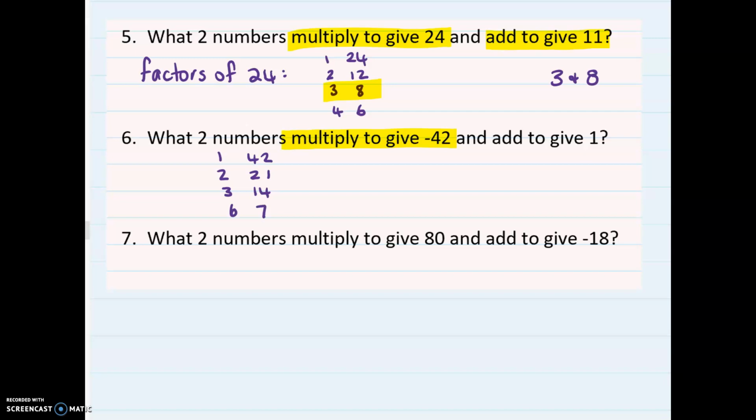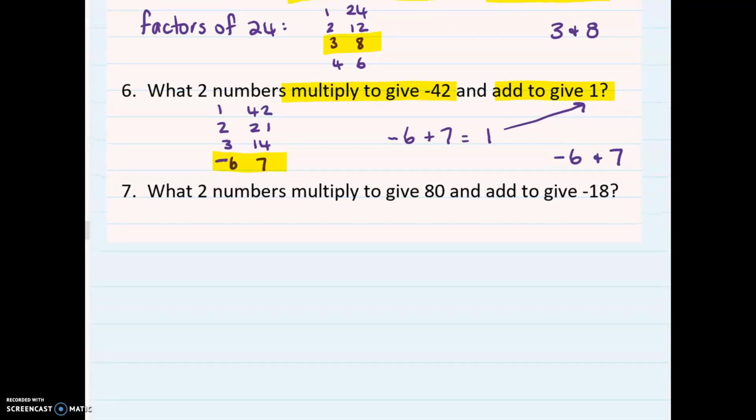Now keep in mind one of those numbers is positive and one's negative. I don't know which. The second clue is that they have to add to give positive 1. So the difference between them is positive 1. So they're only 1 apart, which means it's got to be this combination here with 6 and 7. And the negative really needs to be on the 6. Because when I do negative 6 and I add 7, I get positive 1, which is what they wanted. So that's my two numbers, negative 6 and positive 7.